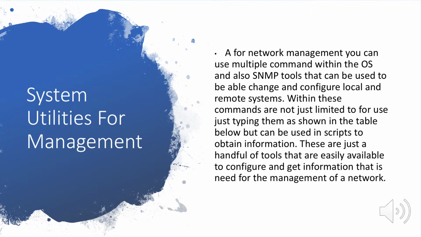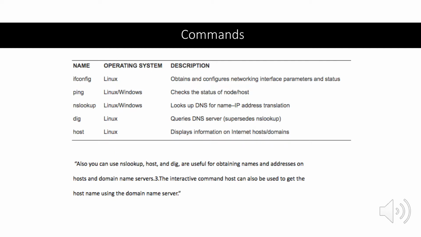For network management, you can use multiple commands with the OS and also SNMP tools that can be used to change and configure local and remote systems. These commands are not limited to just typing them, as shown in the table below, but can be used in scripts to obtain information. These are just a handful of tools that are easily available to configure and get information that is needed to manage a network. The commands below show what type of operating system they use and the description for each.